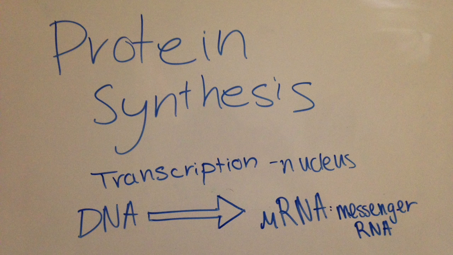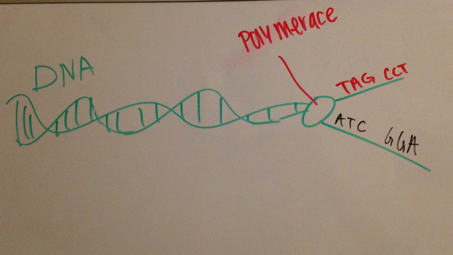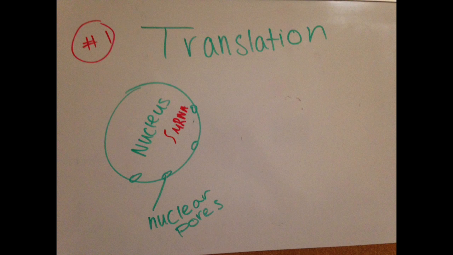Cells generate new protein using DNA. This is called protein synthesis. Transcription happens in the nucleus. It copies DNA to mRNA, which is messenger RNA. Here, the double helix of DNA is being unzipped by DNA polymerase and enzymes.